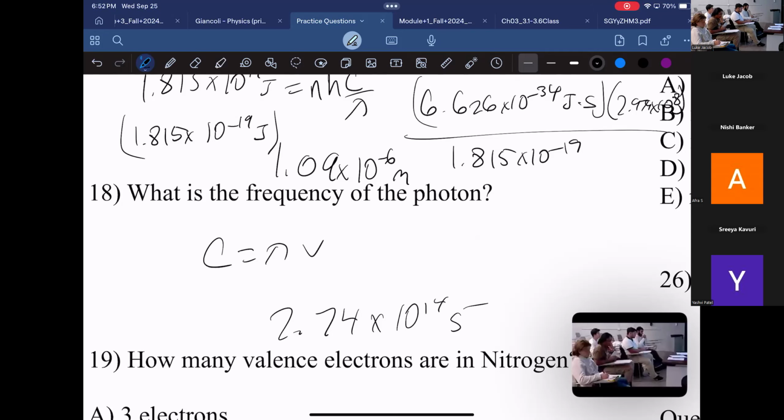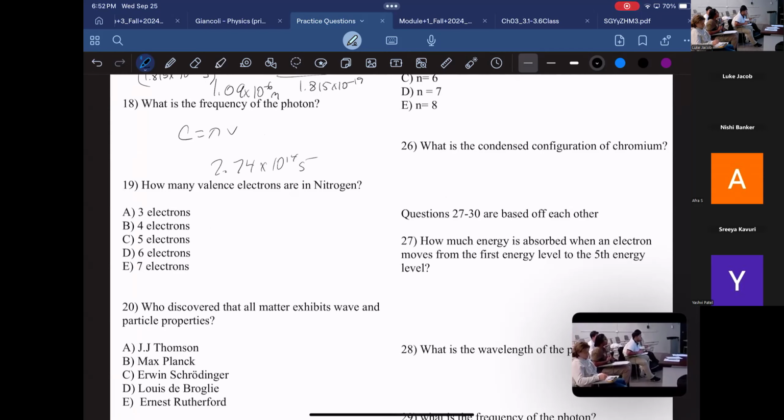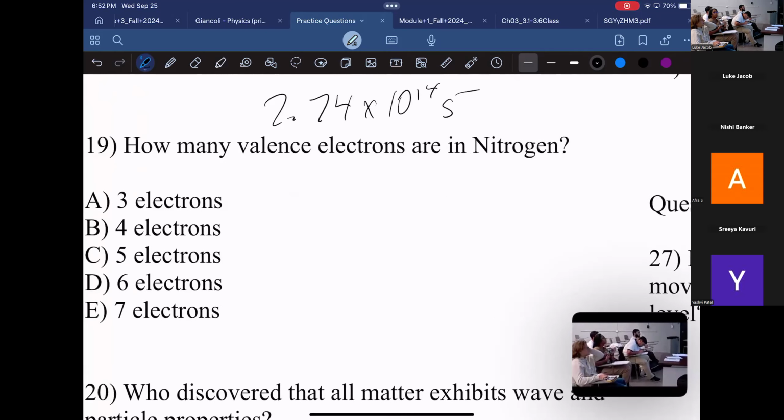All right, everyone chilling? Okay, everyone on Zoom good? I hope you guys are good. Okay, moving on. Electrons, what is this?